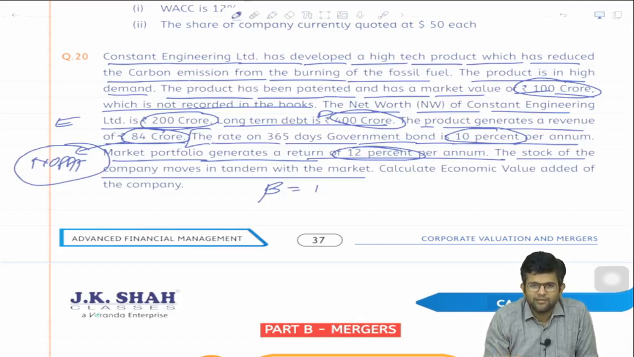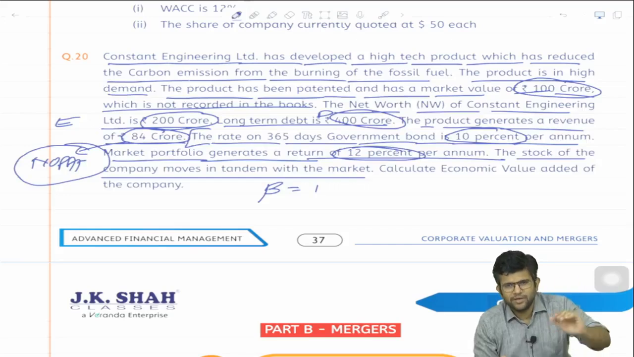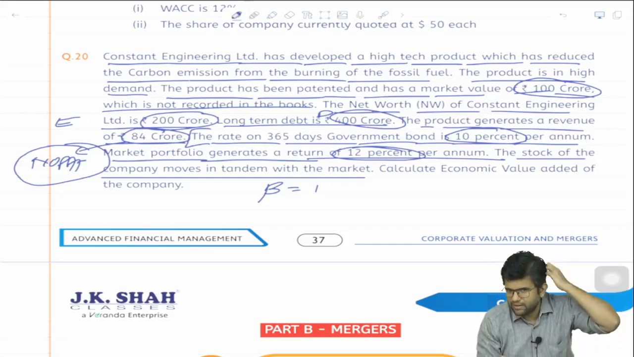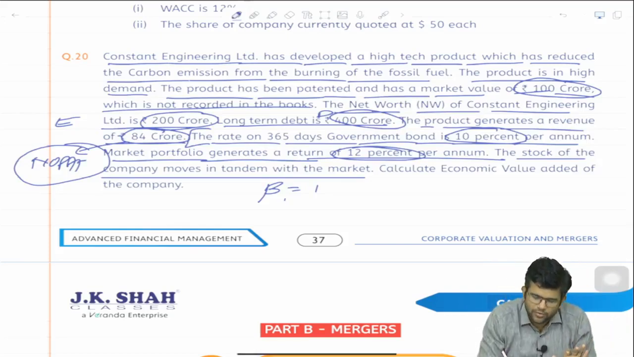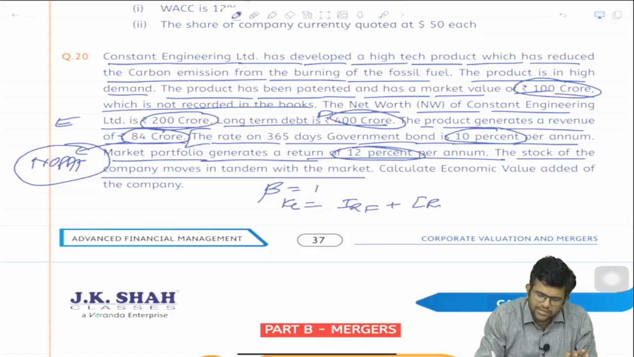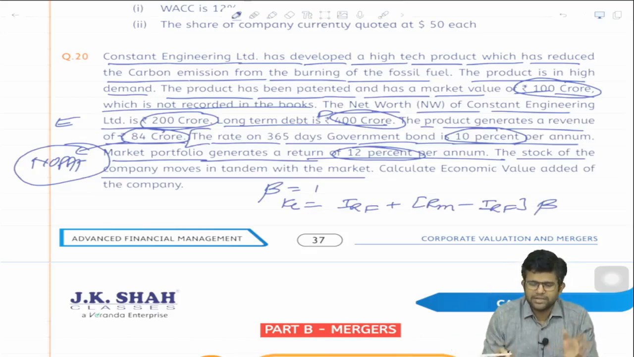See, if beta would have been 2 times, then if market moves by 10%, this company would have reacted by 20%. Everyone clear? Don't worry, in portfolio management we will be discussing this in detail. Just understand that beta is the degree of reaction of the company to a change in market. And here they are saying it moves in tandem with the market, means beta is 1. So there was a formula in Inter CA, KE is equal to risk-free rate plus market return minus risk-free rate into beta. CAPM formula, you know this? To put numbers and get KE.